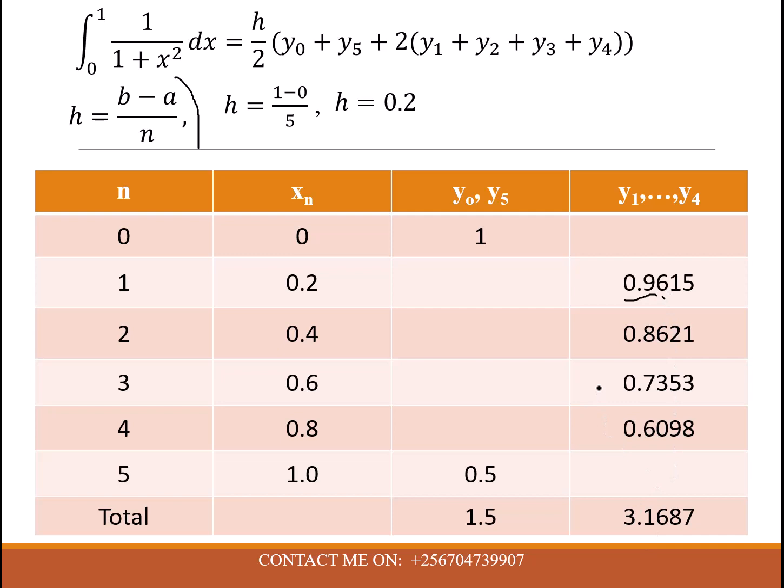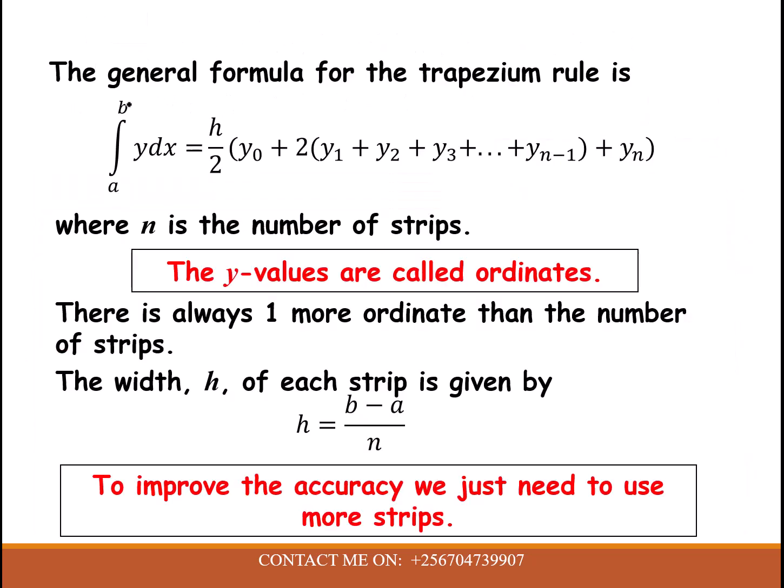So when they say put your answer to 2 decimal places, you make sure you use more than 2 decimal places, otherwise you lose marks. The general formula for the trapezium rule is finally this one.